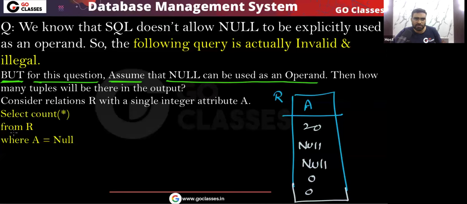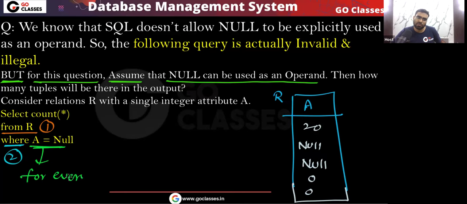You can see first, this will happen. You already know, in the conceptual evaluation, first the FROM happens. So this is your table R. Then second, the WHERE will happen. Now for every tuple, it is checked. So let's check it for every tuple.